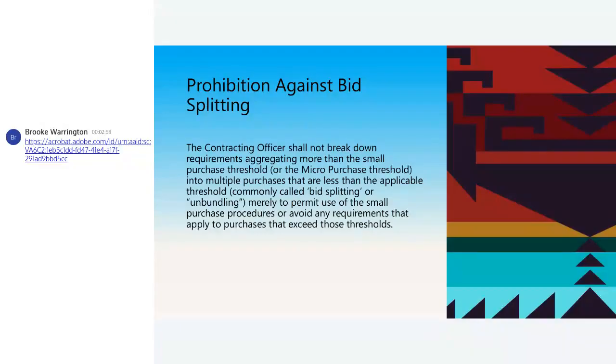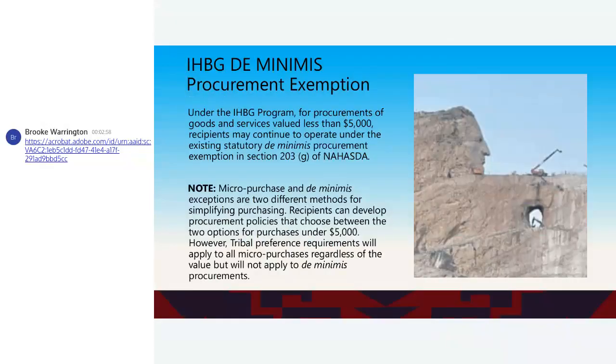So that bid splitting, there's a prohibition. Your contracting officer or whoever is doing that shall not break down your requirements aggregating more than the small purchase threshold or your micro purchase threshold into multiple purchases less than your applicable threshold, whether it be your own or, you know, the published one. They call that bid splitting or unbundling, and it's totally illegal. Some people will try to do that to permit the use of a small purchase procedure and avoid the requirements that apply to purchases that exceed that particular threshold.